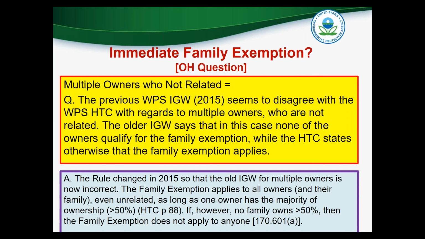So the rule, as was mentioned by Richard, has changed in 2015, so that old IGW for multiple owners is not correct any longer. The family exemption applies to all owners and their family, even if they're unrelated, as long as one owner has majority of the ownership, majority again being greater than 50%. And page 88 of the How to Comply manual also talks about this. If, however, no family owns greater than 50%, then the family exemption doesn't apply to anyone. Next question.